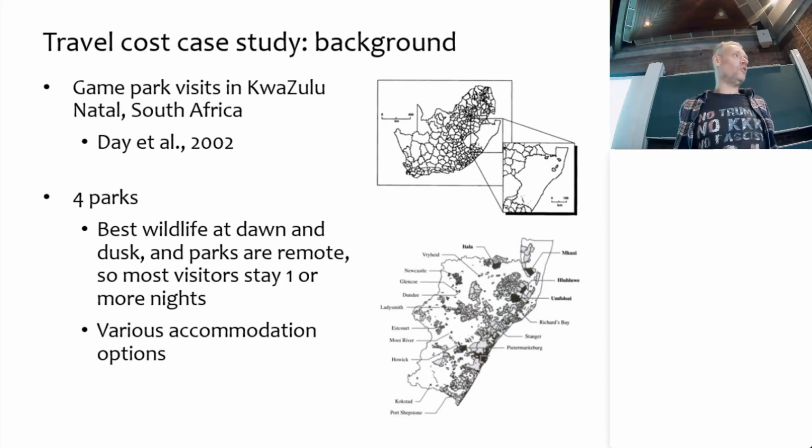Because the whole point of game parks is to look at game, and these are smart animals, so they're active at dawn and dusk when you can see things, but it's not too hot, right? That is why they do that. And they're pretty far away from where people live, so you really need to spend the night there, right? It's just not a day trip. And there's various types of accommodation.